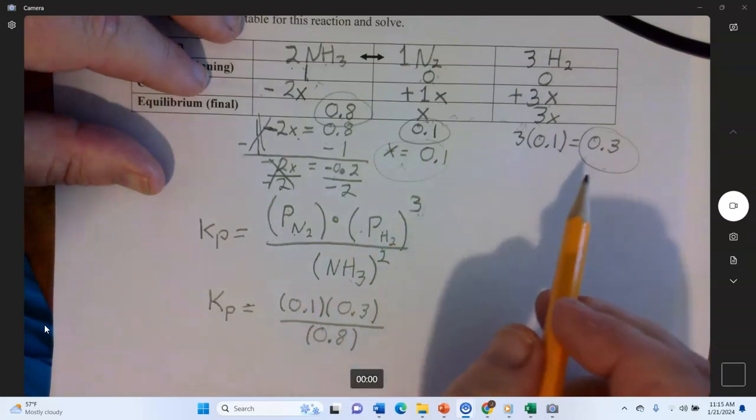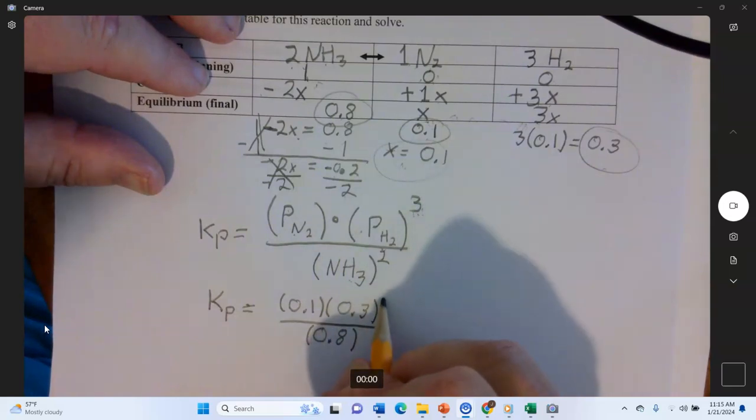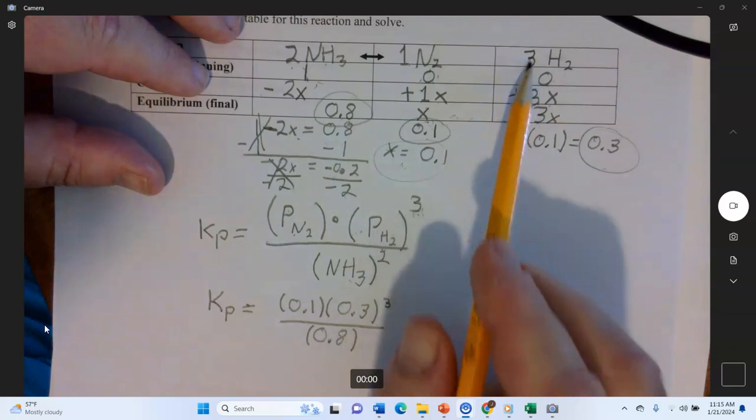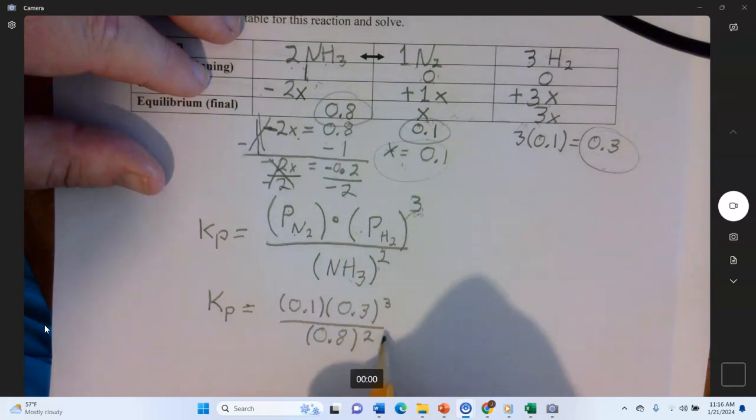And I forgot to raise this to the 3rd power. Okay, be sure to do that. The coefficient is right there, it's in this formula at this point. And this one is squared. Okay, so now we're going to do the calculation.